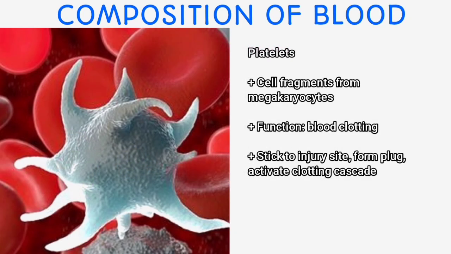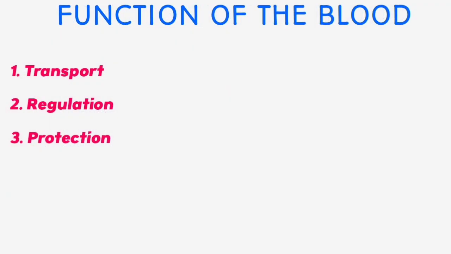Now let's move over to C, which is platelets, which are the thrombocytes. These are not full cells, but they are fragments of large cells called the megakaryocytes, and their primary function is blood clotting. When a vessel is injured, the platelets stick to the site, form a temporary plug, and then release chemicals that activate blood clotting. Now let's move over to the function of the blood.